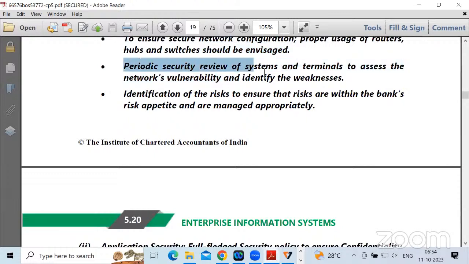Next, periodic security review of systems and terminals to assess the network's vulnerability and identify the weakness. What is this meaning? See, you have to verify all the time whether the network security is in proper stage.